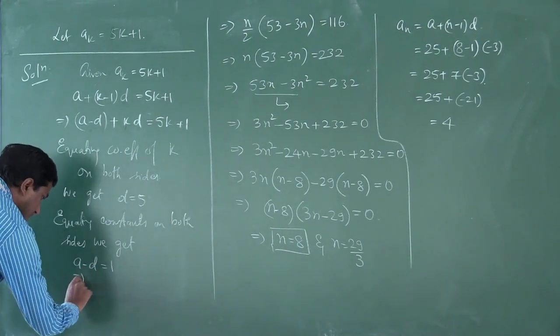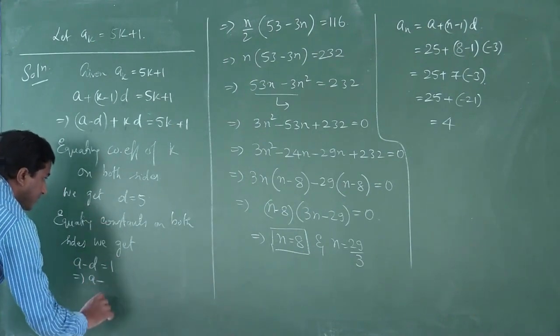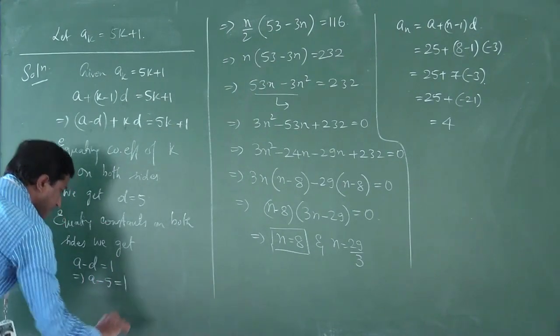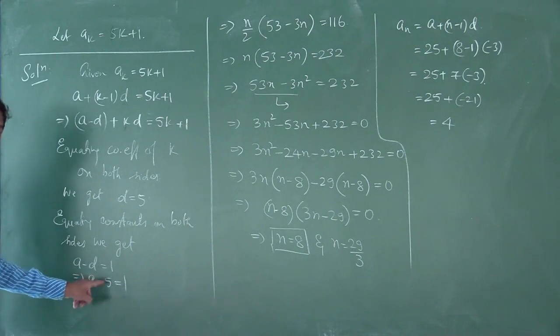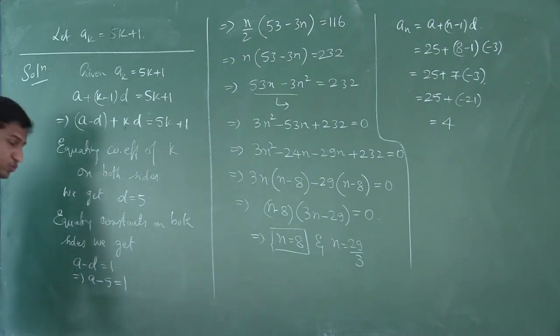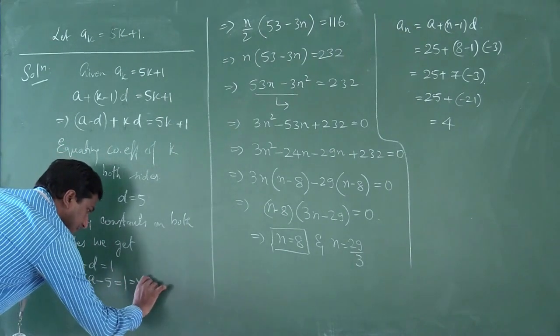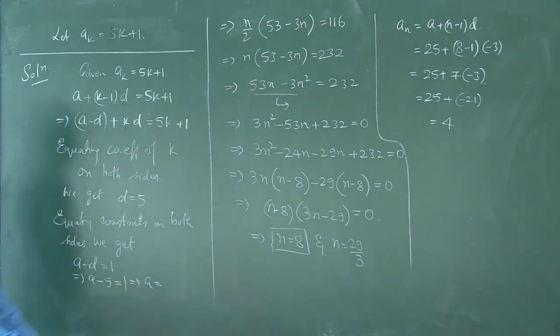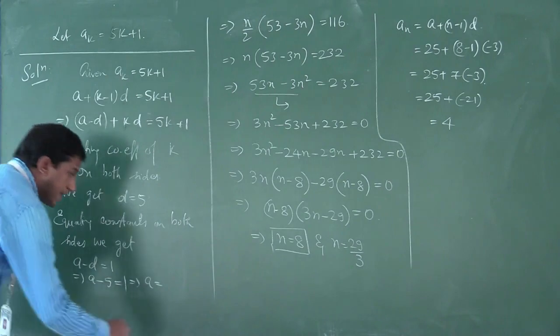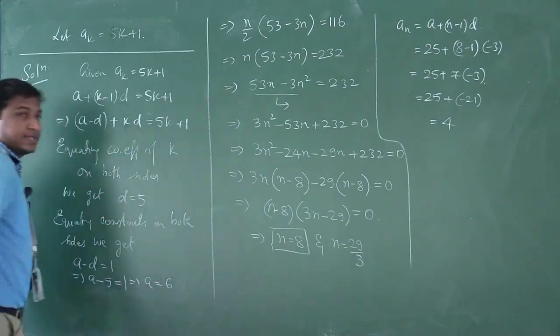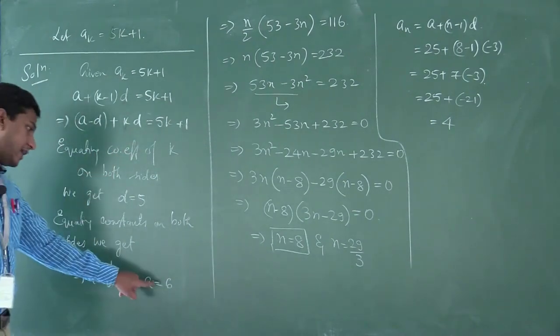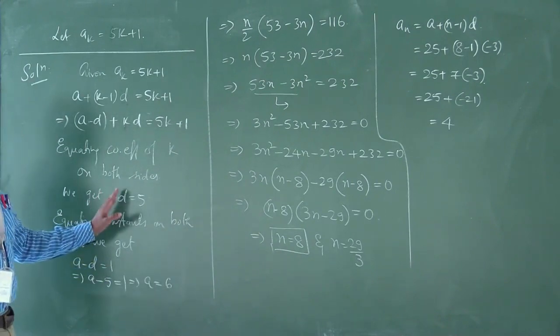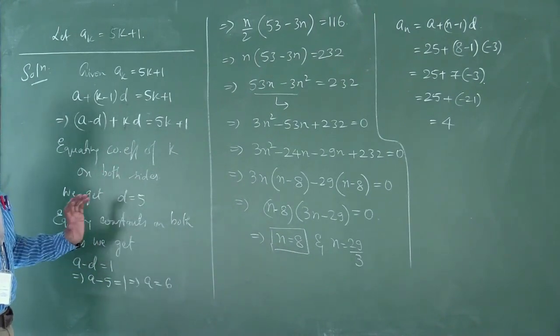I substitute the value of d to be 5. So this becomes a minus 5 equals 1. On further simplifying this, taking minus 5 to the RHS, we get the value of a to be 6. So we have found out the value of a to be 6, value of d to be 5.